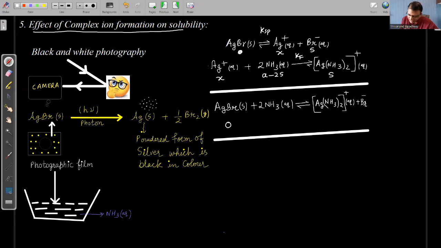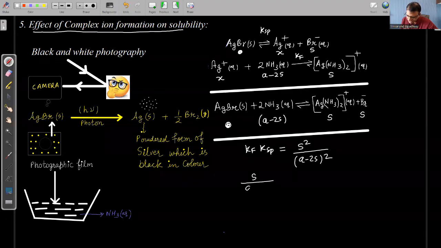So finally I write that in this reaction the concentration of ammonia is A minus 2 times S, the complex ion will be S and Br minus ion will be S. The equilibrium constant is Ksp into K formation. We are adding these two reactions, so the equilibrium constants will multiply, which is equal to S squared upon (A minus 2 times S) whole squared. So from there we can write that S upon (A minus 2 times S) is equal to under root K formation into Ksp. The values of K formation, Ksp and A are given. From there we'll get the solubility.